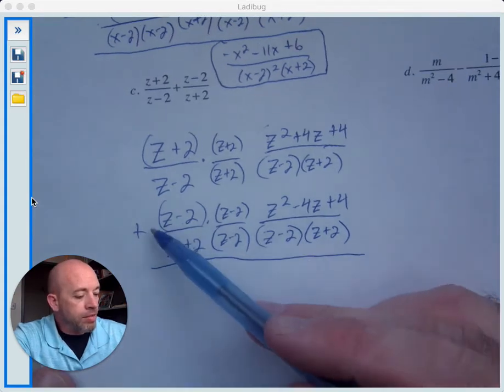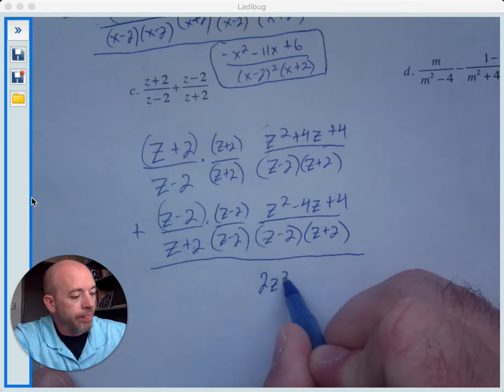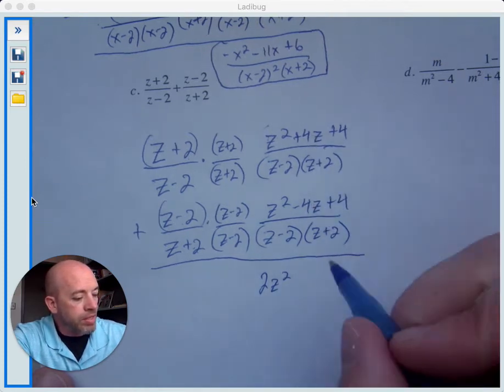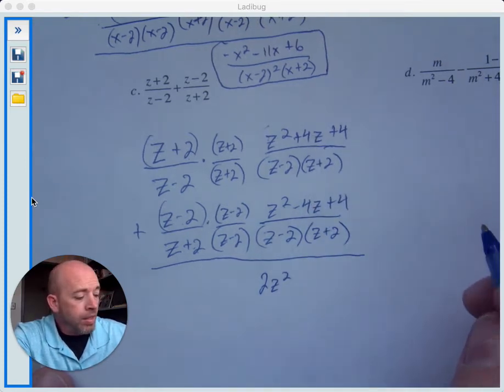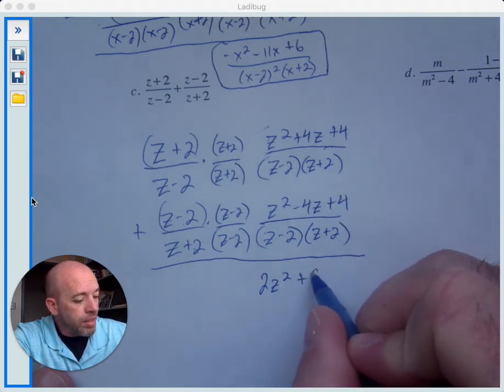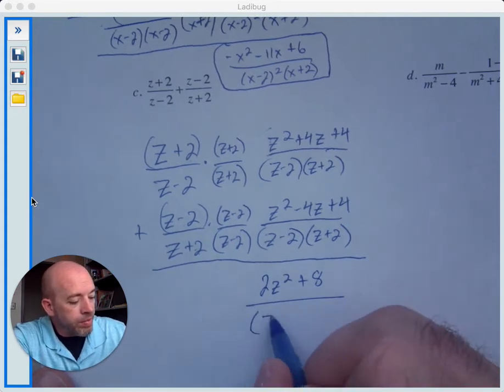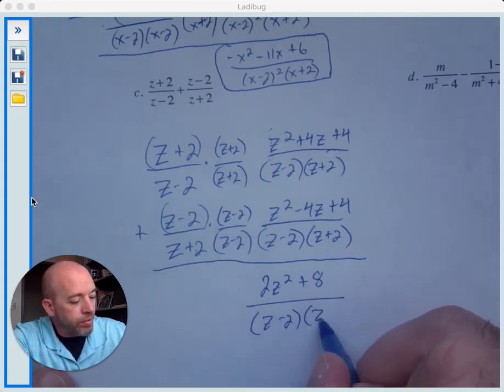Now we're adding these. We're going to add the numerators. Z squared and Z squared is a 2Z squared. 4Z and negative 4Z, the middle term goes away. And we have 4 and 4, which is 8. On the bottom, we have Z minus 2, Z plus 2.